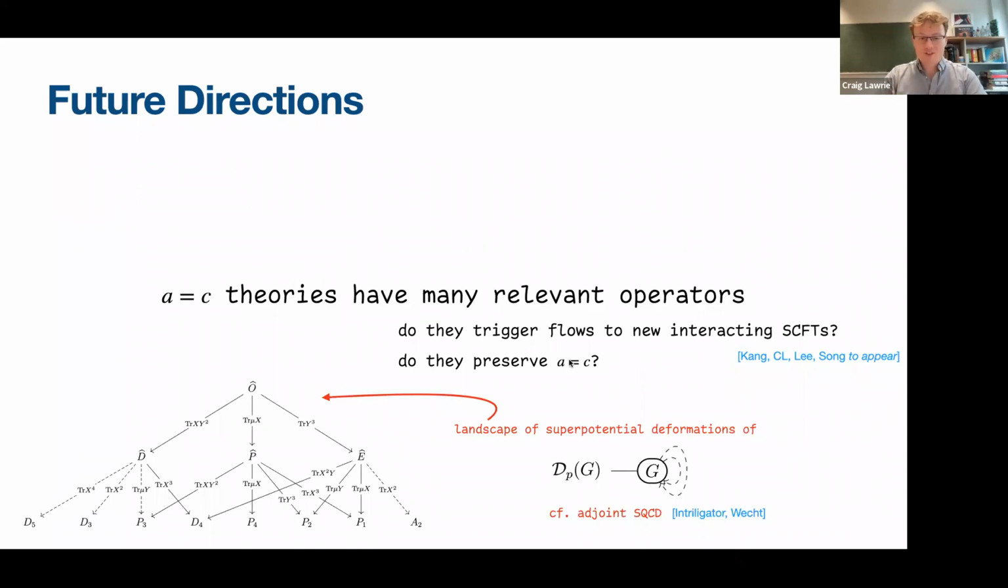And you can draw these kind of cool pictures where you start from one theory, as I constructed in the first half of the talk. And then there are a whole bunch of superpotential deformations. This is basically the theory where you gauge the flavor symmetry of DPG, and then you add some adjoint hypermultiplets. And you get this kind of interesting network of superpotential deformations, which follows a similar structure to those superpotential deformations studied by Intriligator and Wecht for adjoint SQCD some years ago.